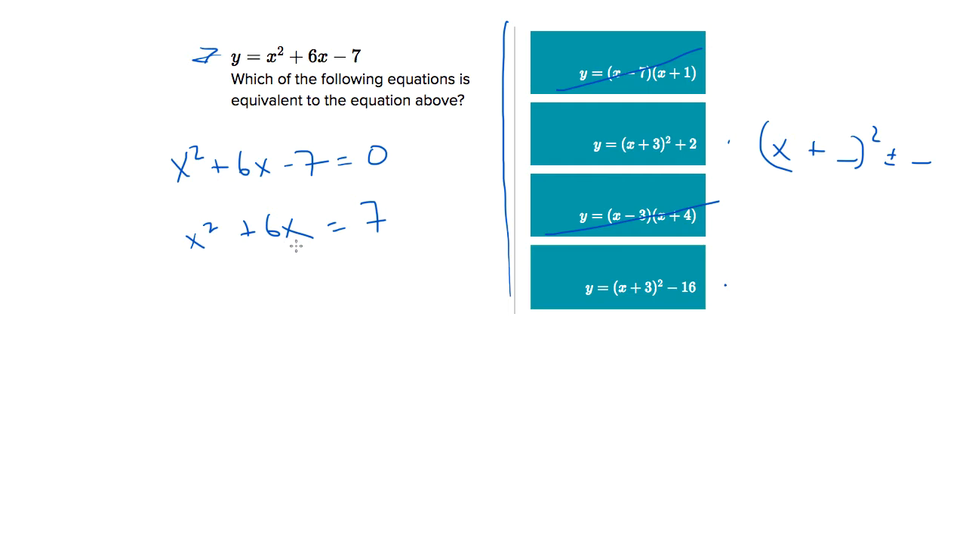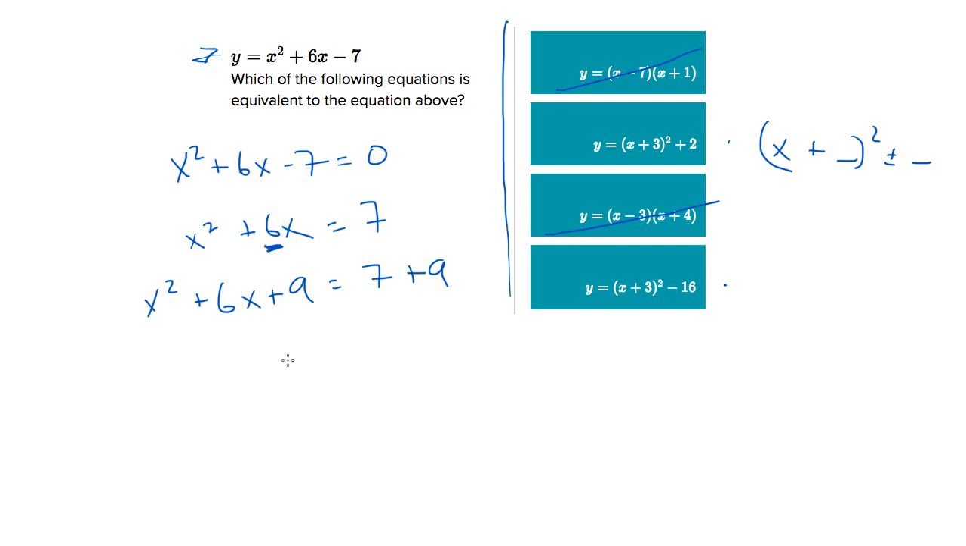And now I'm going to add half of this coefficient squared. So half of 6 is 3. 3 squared is 9. So I make it x squared plus 6x plus 9 equals 7 plus 9. Okay, so I'm just adding 9 to both sides. The way that I got 9 was I divided 6 by 2, and then I squared that. So I got 3 squared.